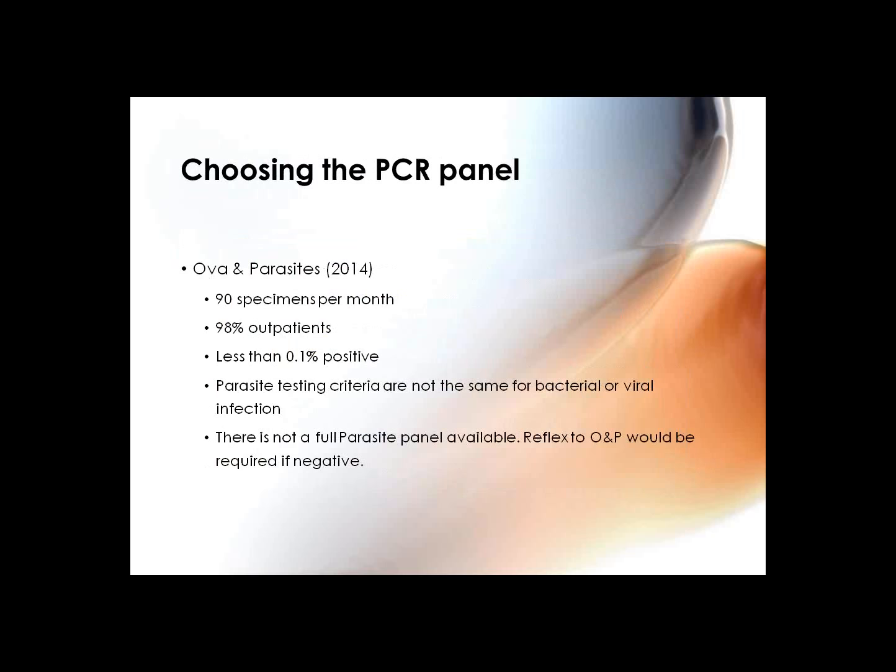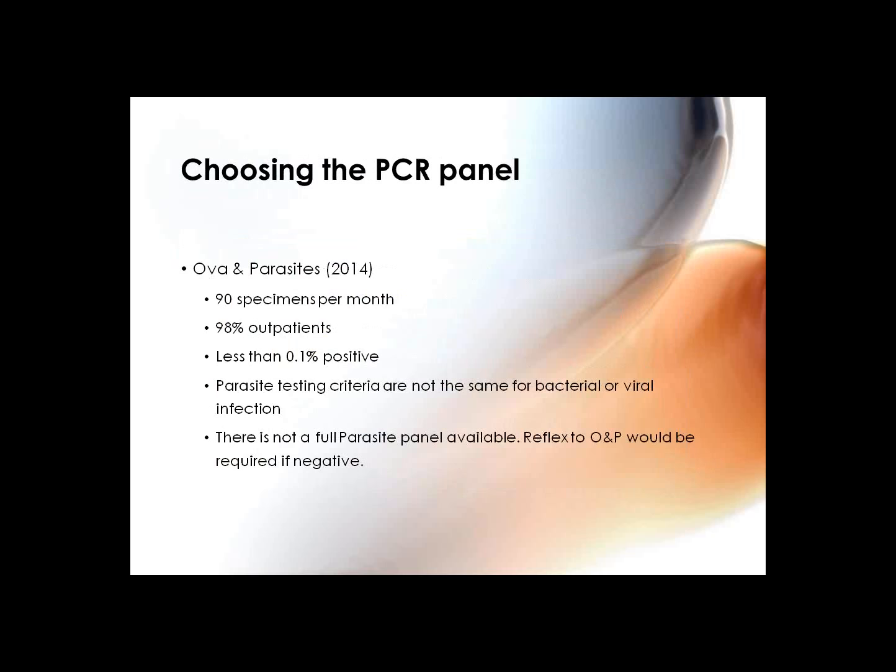Ova and parasite. In 2014, we performed 90. We send out 90 samples per month to perform ova and parasite. 98% were from outpatients. But the important thing here was that less than 0.1% were positive. We're talking about practically all of them being negative.